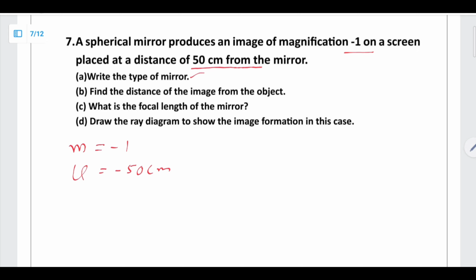Write the type of mirror. Now tell me, which type of mirror forms real images? Convex or concave? Very good. The given mirror is a concave mirror. Find the distance of the image from the object.